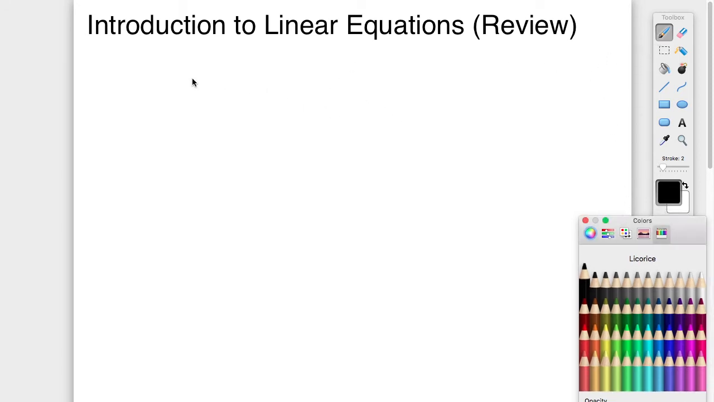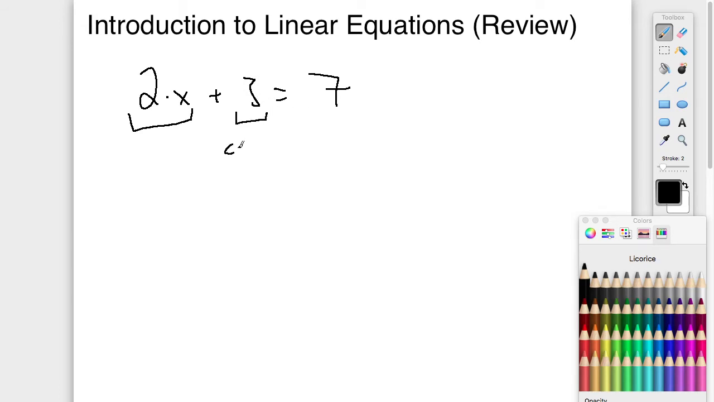Okay, so we have an equation, 2x plus 3 is equal to 7. Let's just get some terminology right. We have this term with x in it, so this is our algebraic term. We have a 3 here. We call this the constant term. So we have to make sure we know what the constant term and the algebraic term are, because we're going to use that later on. And of course here we have another constant term.